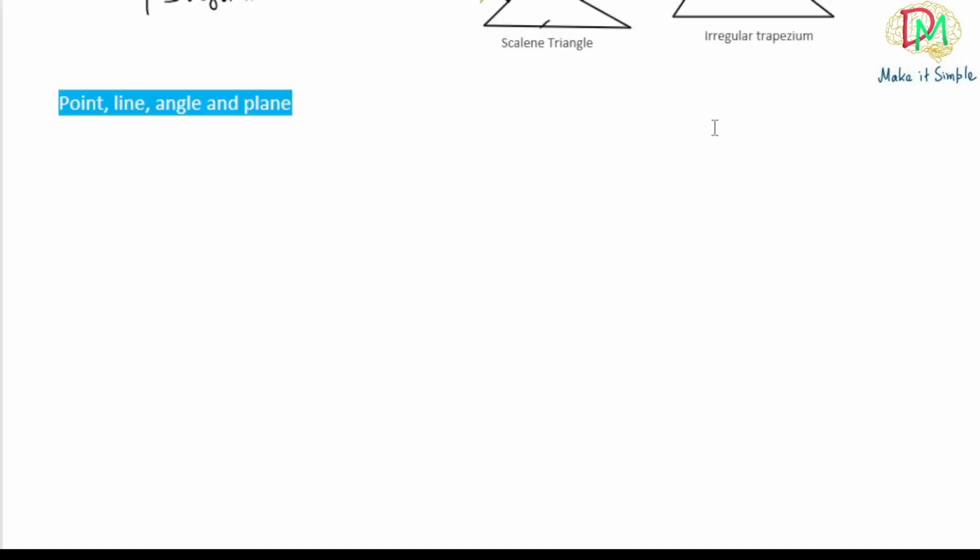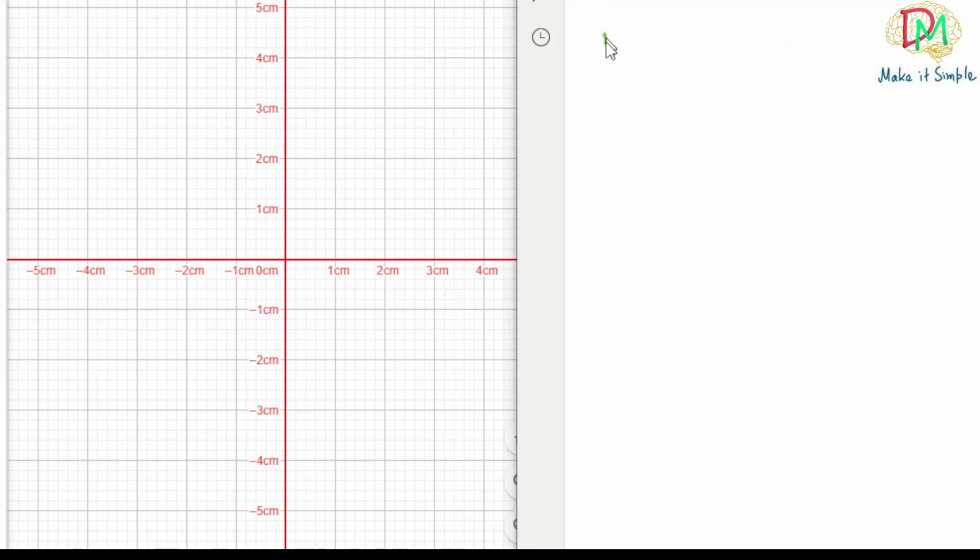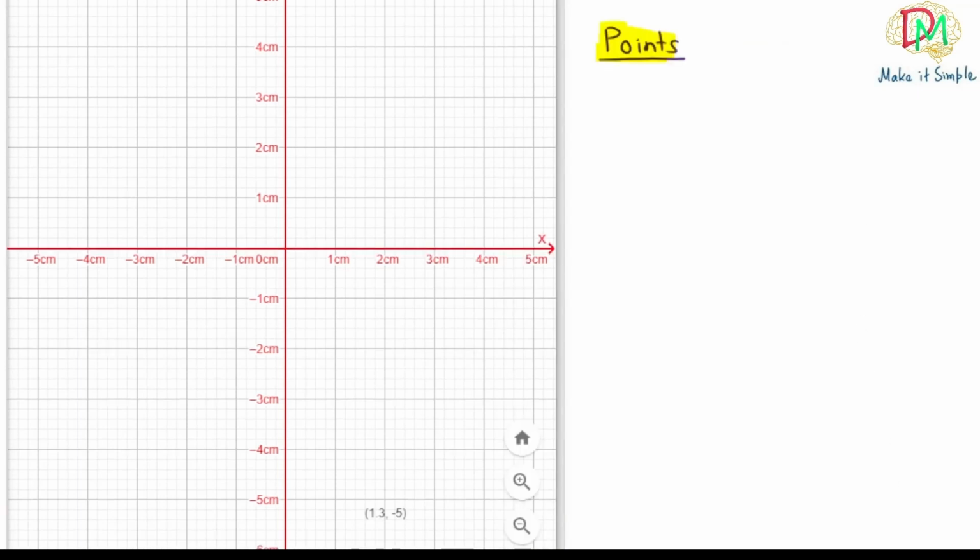Next we learn about points, lines, angles and plane. These are the fundamental concepts we should know before learning any figure in geometry. First we learn about points. A point is a dot in a plane. Let's consider this is a 2D plane, and we can represent it as the XY plane, because this is the X axis and this is the Y axis.